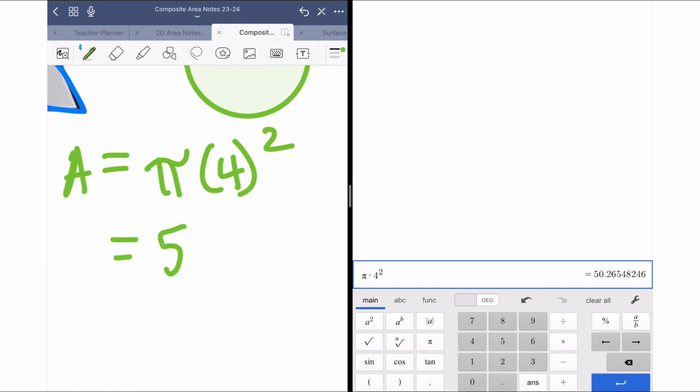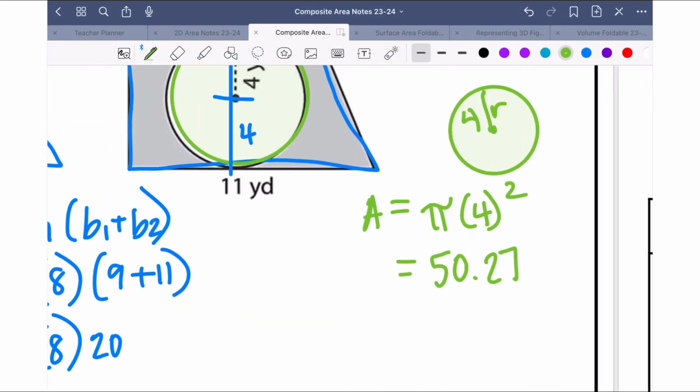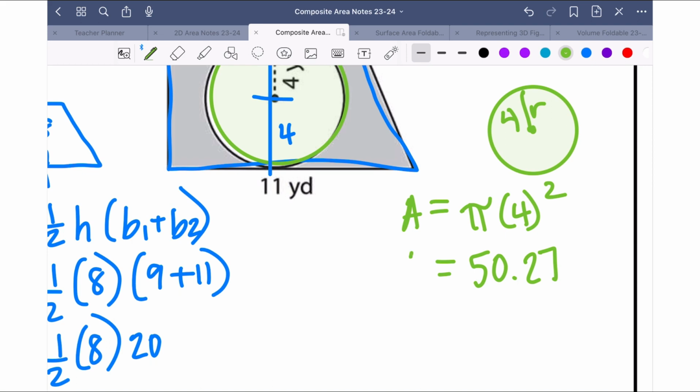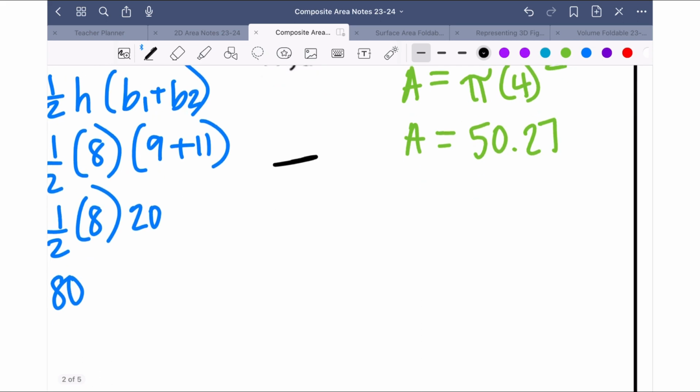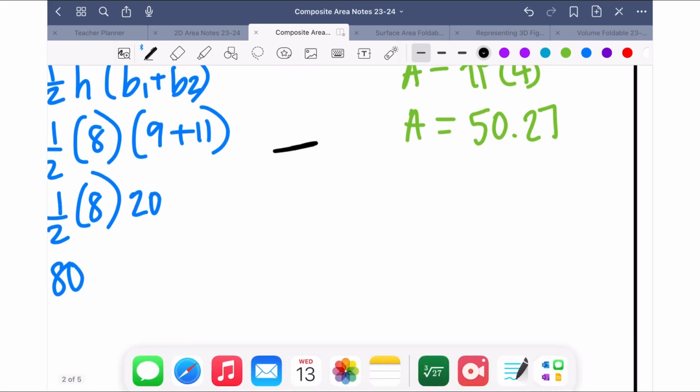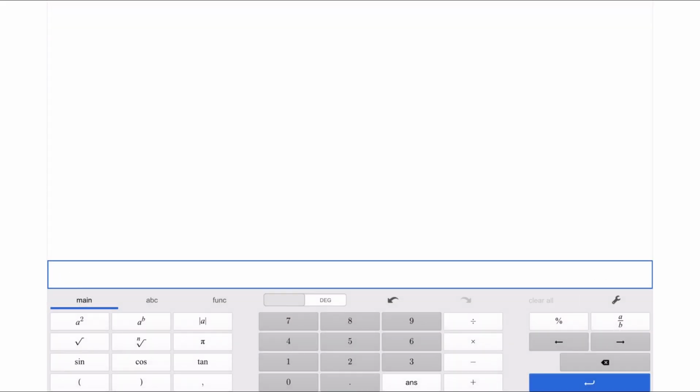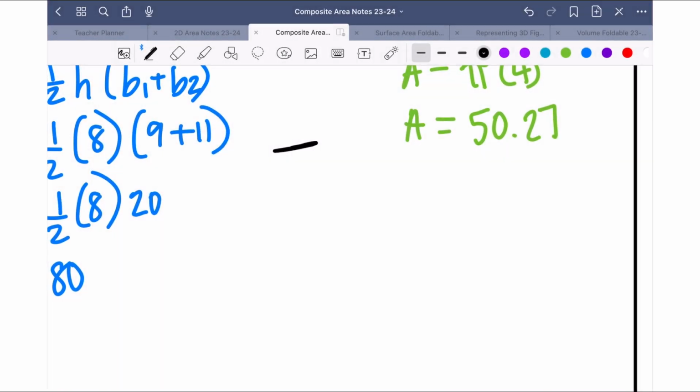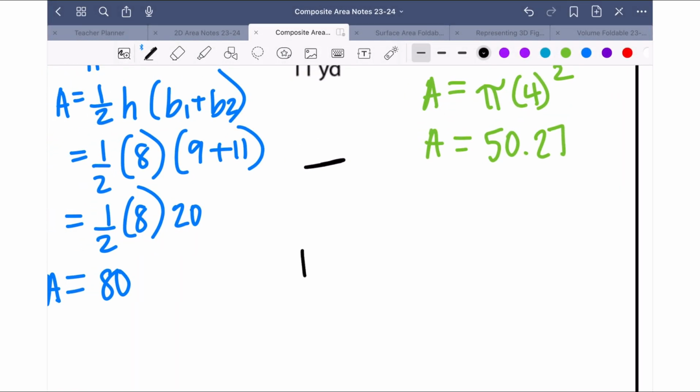50.27. All right, and remember, we only want the shaded region, so I need to take away the circle area. So we're not adding, we are subtracting. So 80 minus 50.27 is 29.73. Total area is 29.73 yards squared. Okay.